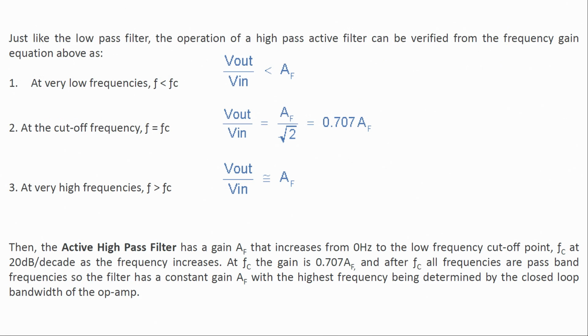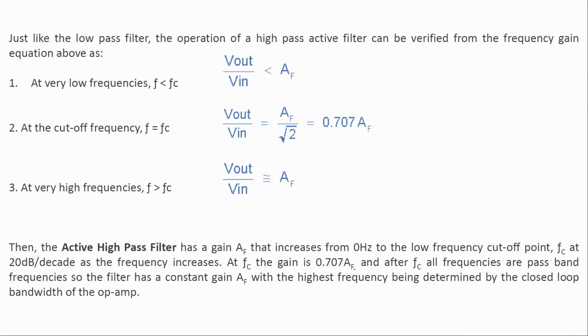So, here if you see, in the case of the low pass filter, Vout by Vin was equal to AF at low frequency, and Vout by Vin at high frequency was less than AF, right. Here it is opposite. So, here Vout by Vin is less than AF at low frequency, Vout by Vin for f equals fc is 0.707 AF, and for f greater than fc it equals AF.